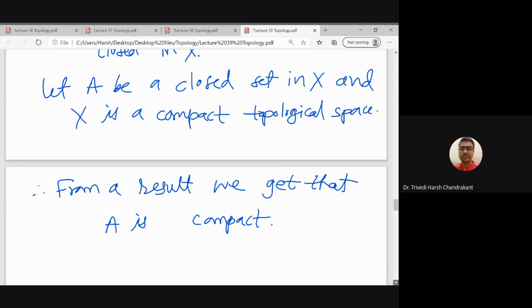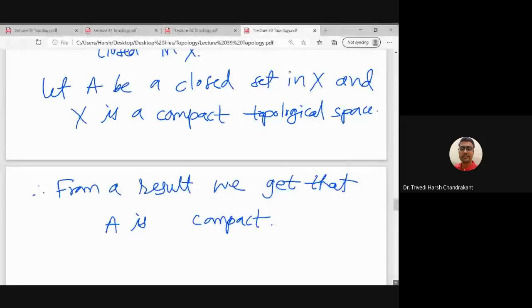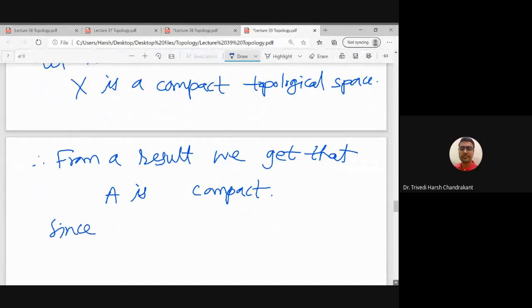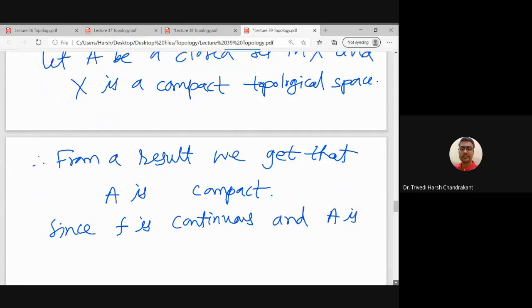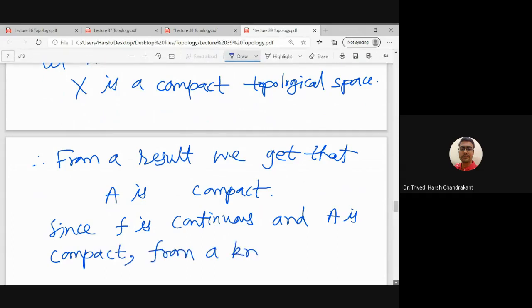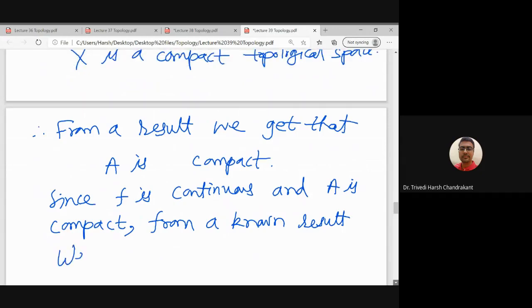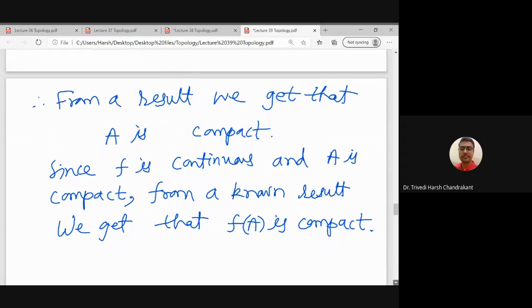So now A is compact and f is continuous. So what can we say about f of A? f of A is also compact, because compactness is a topological property. So since f is continuous and A is compact, from a known result, f of A is compact subspace of the codomain.